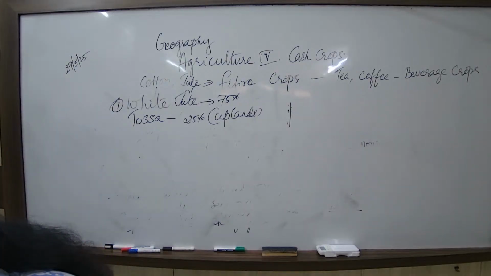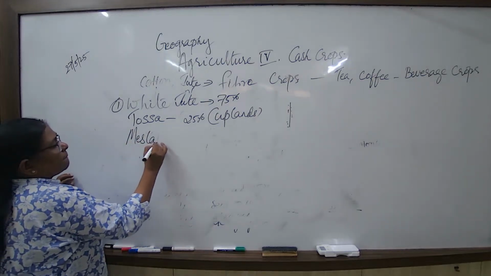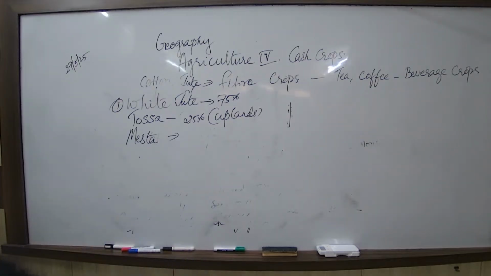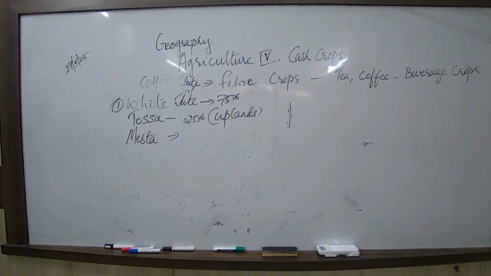Now the third variety is Mesta. Mesta is a substitute of jute. It is a substitute of jute. I have told you jute is very important.